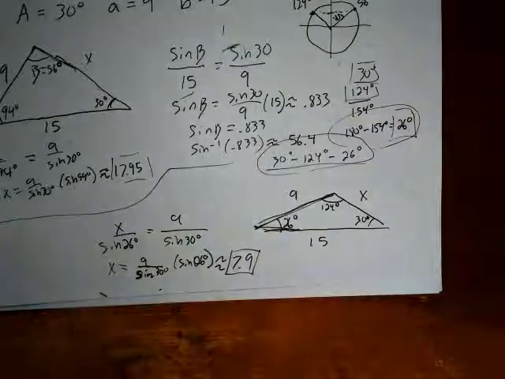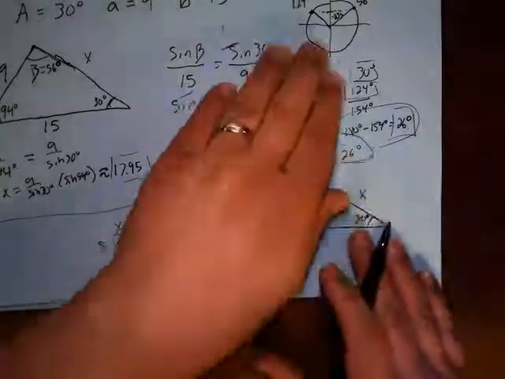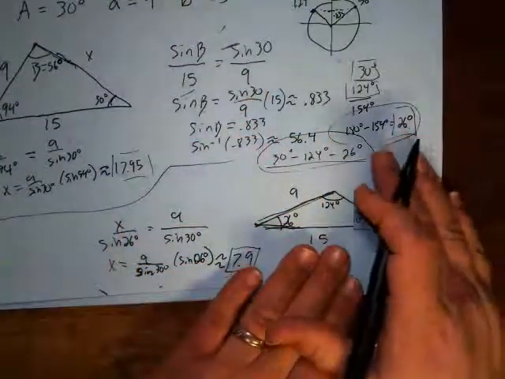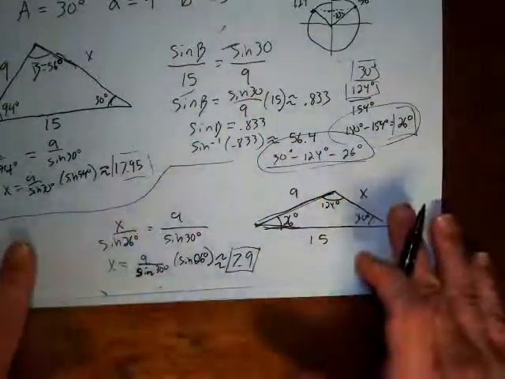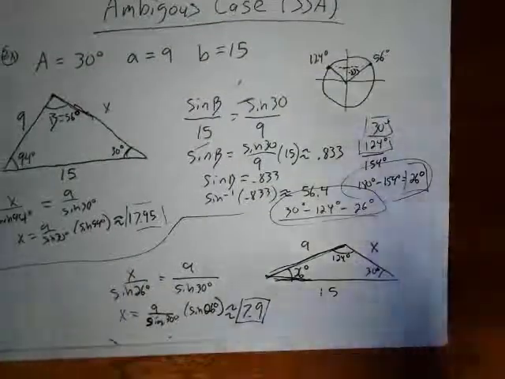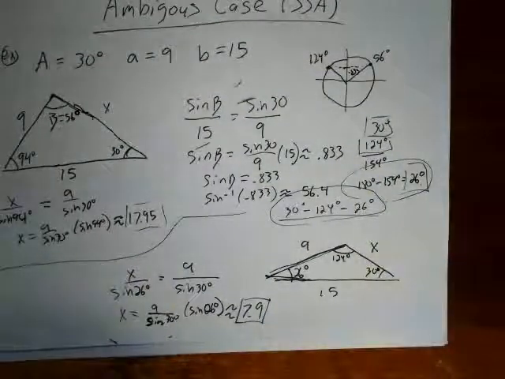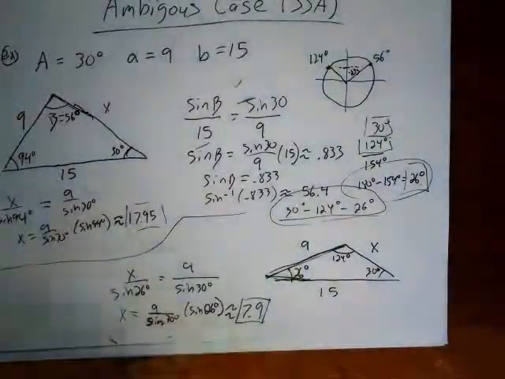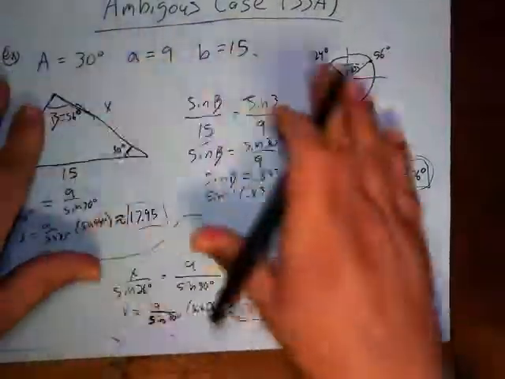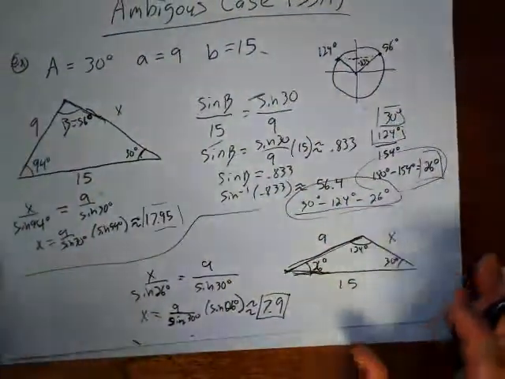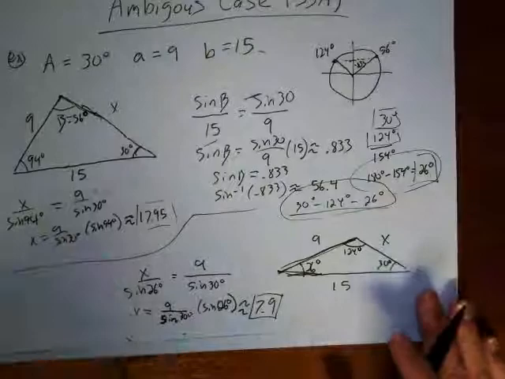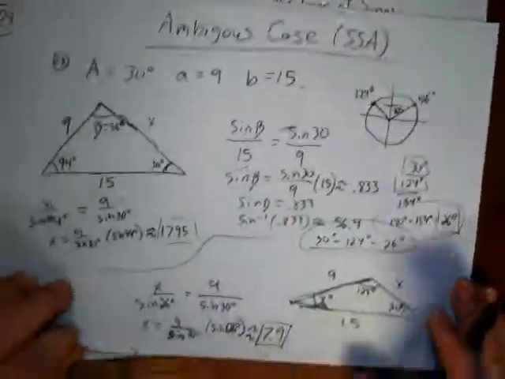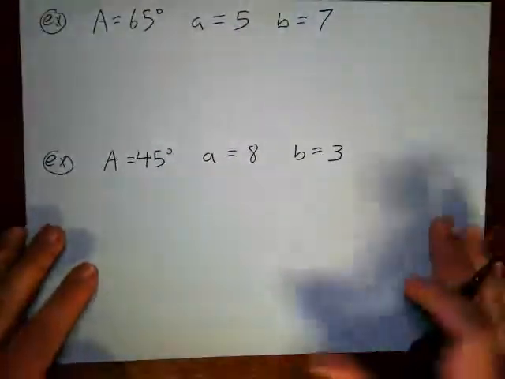Okay? But that's the idea of the ambiguous case, because the sine equation has two solutions, and both solutions can end up with a triangle, then it turns out that there's two different triangles that can be made out of the information that you're given. So it's ambiguous. You don't know which of the two triangles it is. So let's actually try a couple more here. We'll try to do this.